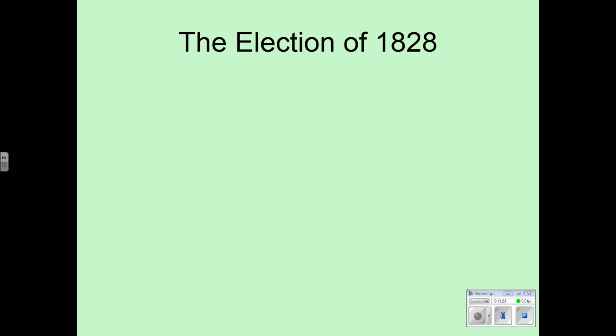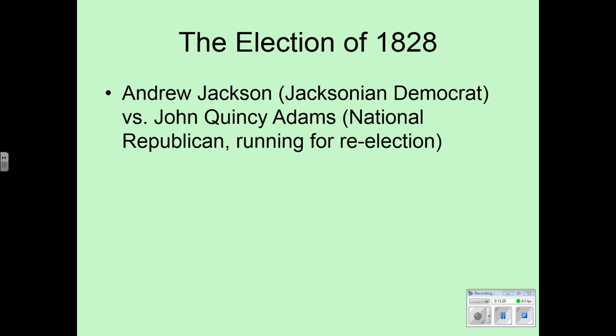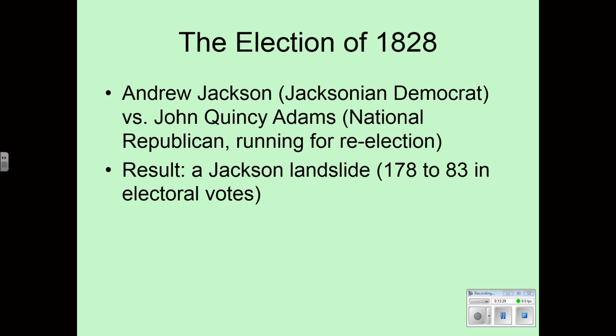Okay, now the next election, same two candidates are running. This time the results are very different. Jackson wins a huge landslide in both the popular vote and, more importantly, in the electoral vote. And this ushers in what is known as the age of Jackson. Jackson would be a two-term president. John Quincy Adams was a one-term president, just as his father John Adams had been.